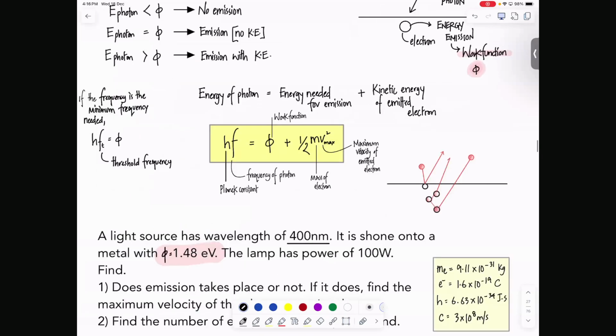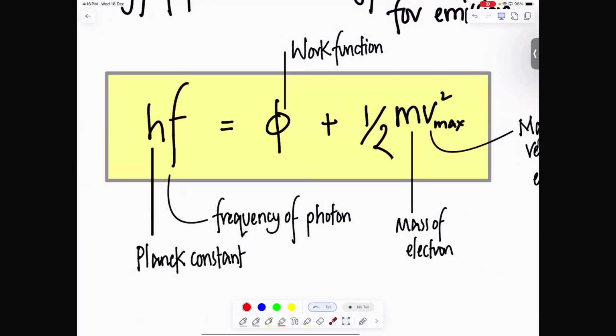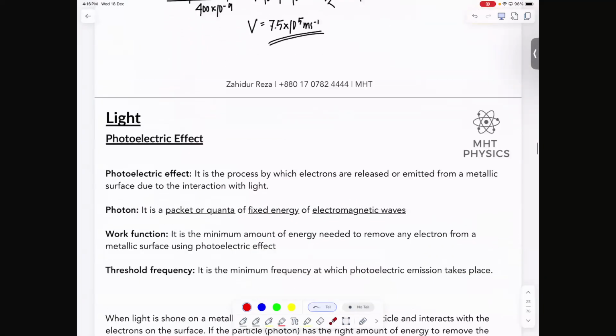If you're wondering, I gave you this criteria here. If it's less than phi, no emission. Equal to phi, emission happens but no KE. Greater than phi, emission with KE happens. So if you put all of that together, this is the equation for you: HF equals phi plus half m v max square. Clear? Okay, so today what we'll do is push this equation to its limits. Let's see what we can do.